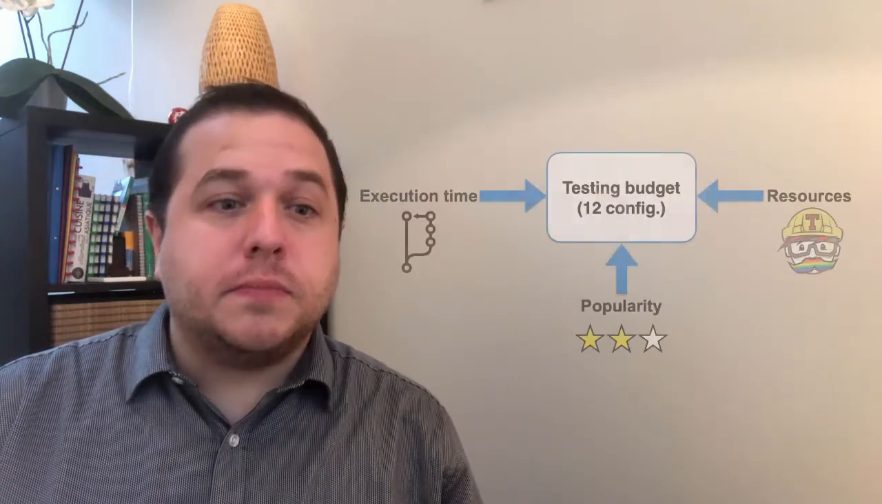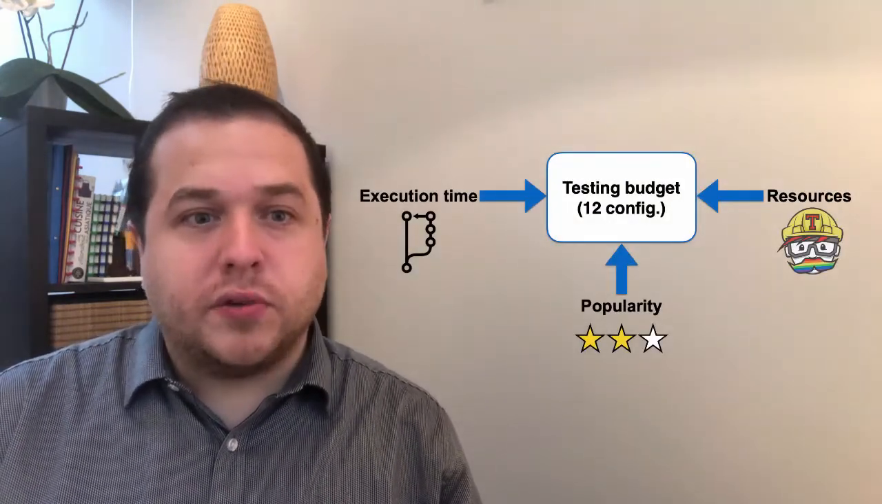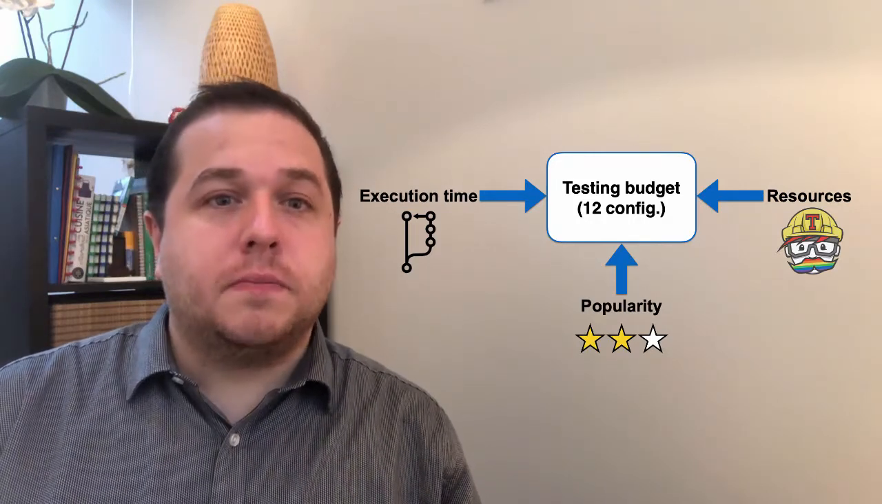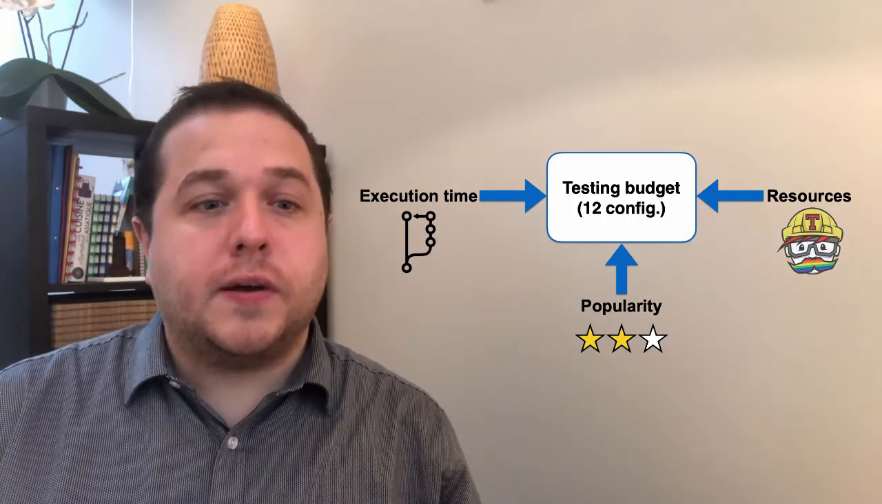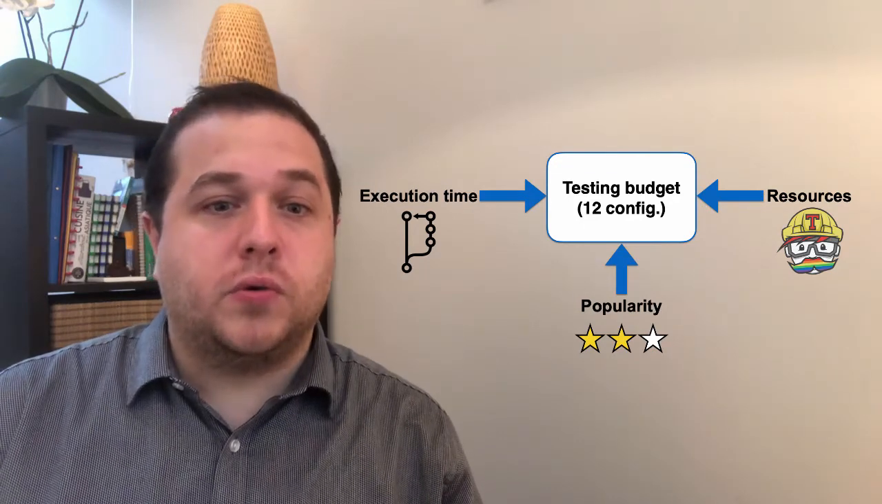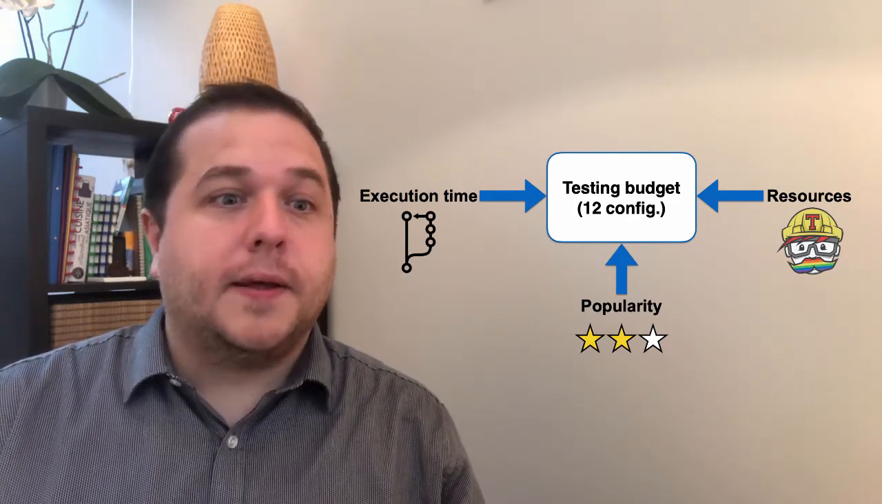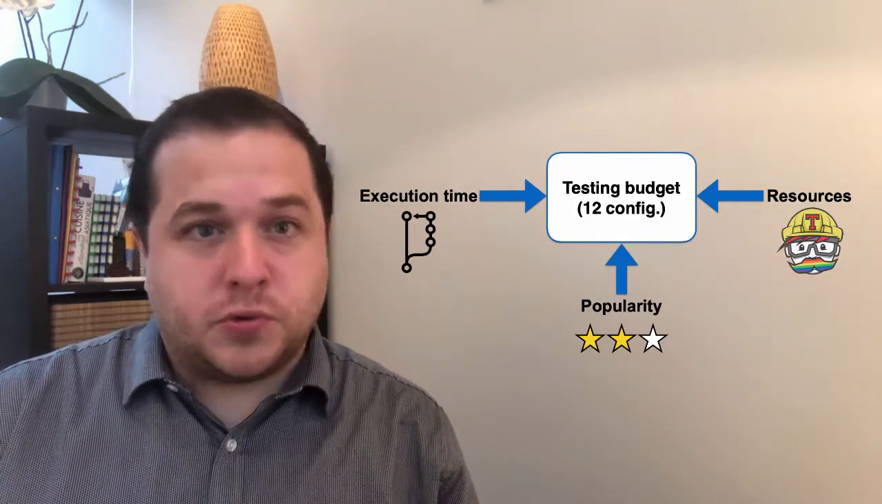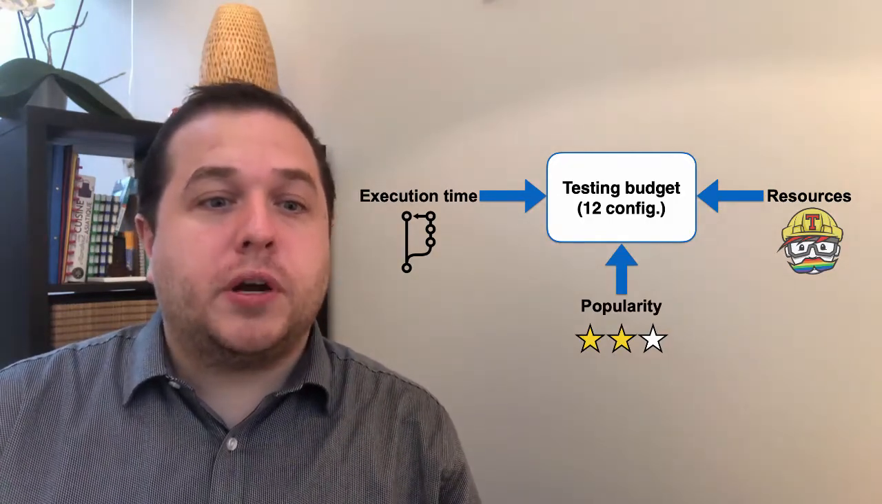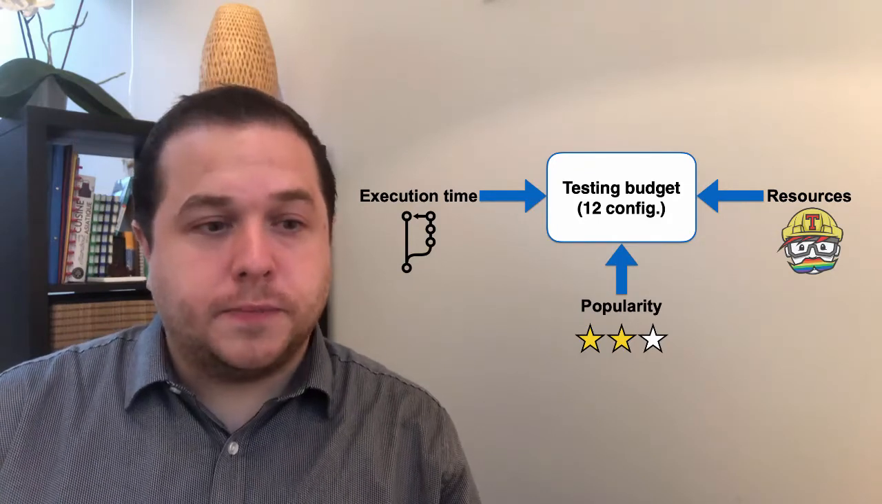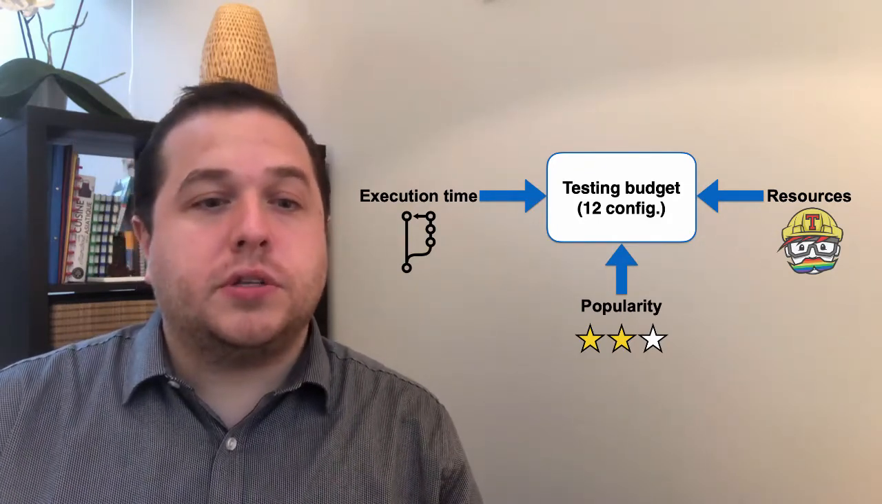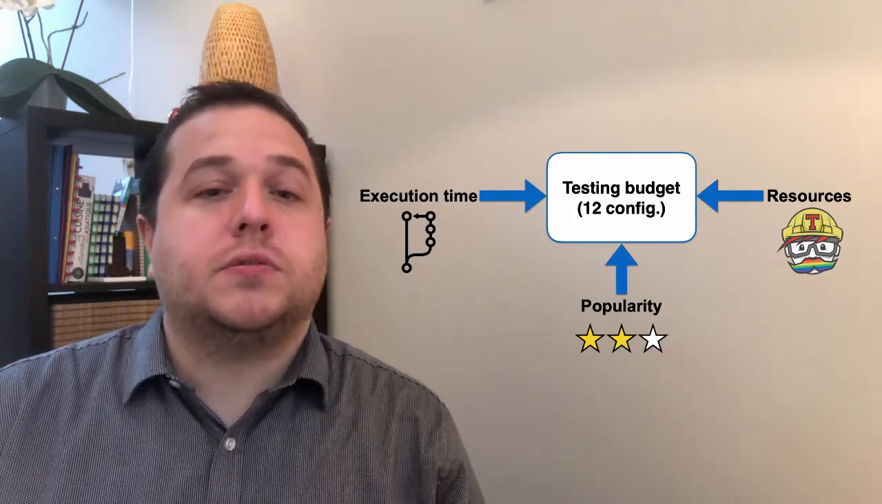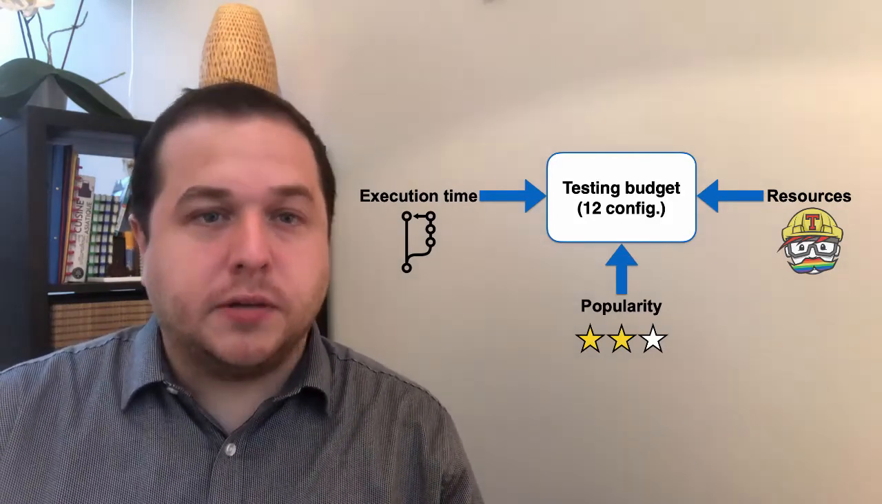Last but not least, we interviewed the JHipster lead developer to have their viewpoint on our results and on their current testing practices. Their testing budget, which was 12 configurations at the time of the interview, is mainly based on the execution time that should be kept short to allow a rapid merge of pull requests, the resources available, which was Travis at the time, but also the popularity of the different configuration options. So future research here should investigate multi-objective approaches to take those different aspects into account when sampling configurations to test.